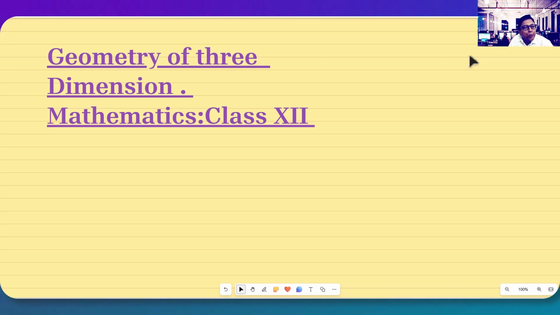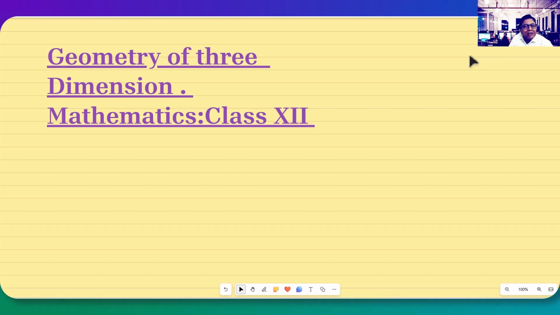Like coordinate of a point in 3 dimension. So any point can be described with the help of 3 coordinate system, and the point will be specified by the x coordinate, the y coordinate and the z coordinate.